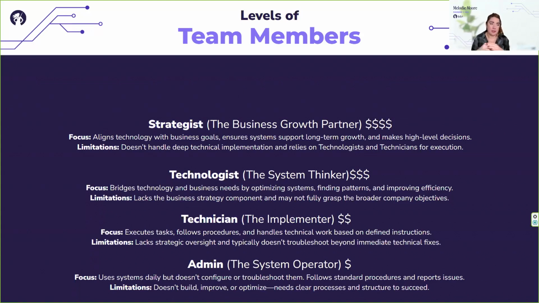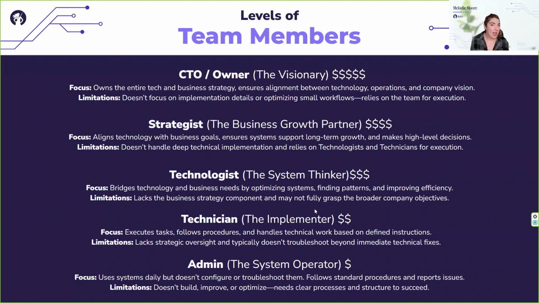We want to ensure that the systems support long-term growth, and we want to make those high-level decisions of, should we switch out this tool potentially? And then they're working with the technologist, the technician, and the admin as well. They won't do the technical work themselves. They will get into the technical work and really partner with the technologist, technician, and the admins, but they're not going to be the ones that are actually going in there and messing with stuff necessarily.